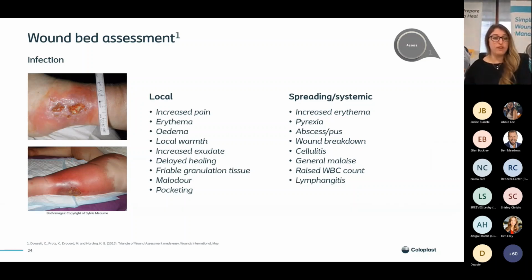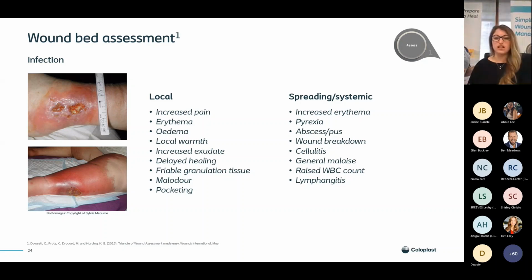You need to be looking at infection, whether there's any local infection. So this is your things like increased pain, the erythema surrounding that wound edge and the peri-wound skin, whether there's any edema to that surrounding skin. Is it warm or hot to touch? Is there any increase in the exudate levels? And how is that exudate? What does it look like? How thick is it? What is the volume of it like?